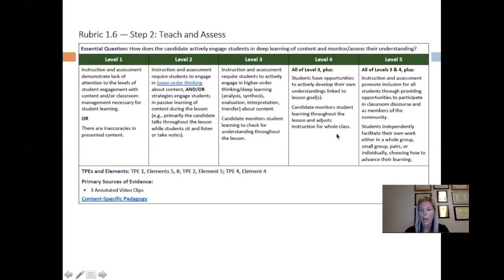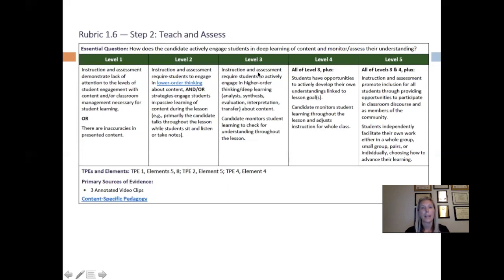So this is where you make individual or group differentiation happen in order to meet the needs of all learners in your classroom for the instruction you're doing, which that's how you're planning the lesson. So it should be evidenced within the video. And you also need these aspects from level 3 as well in order to get a level 4.